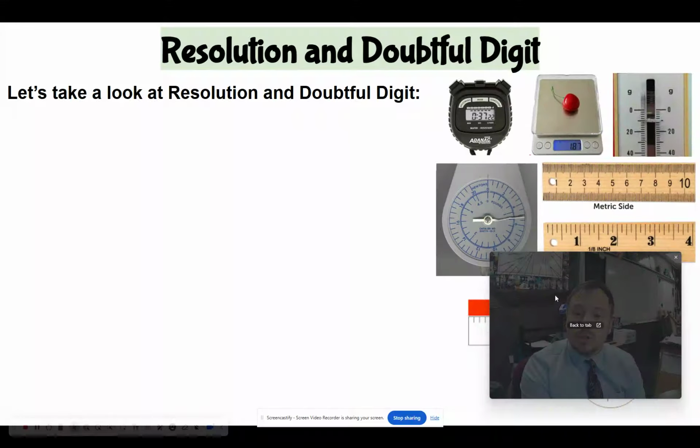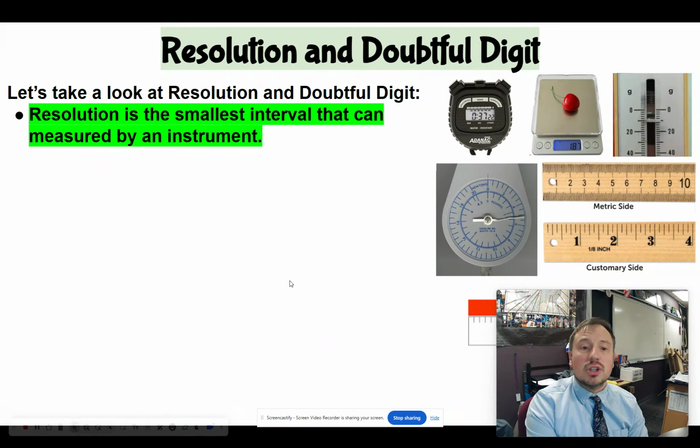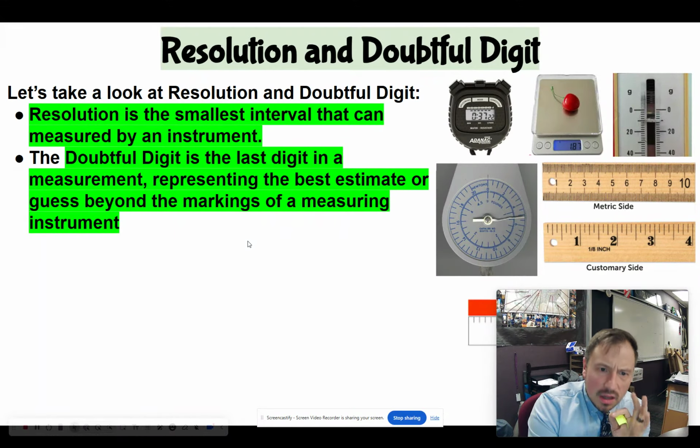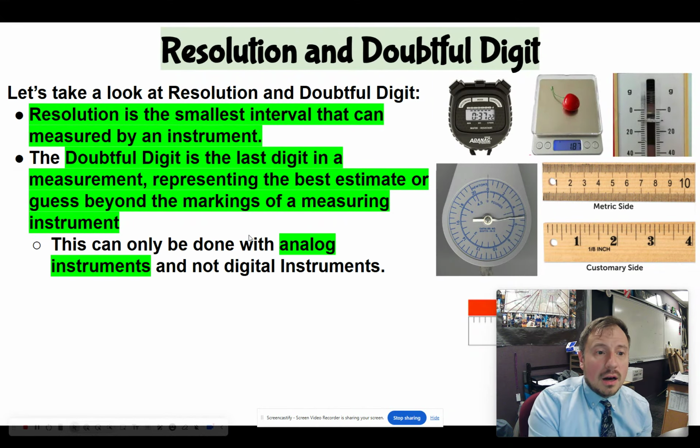So what a resolution is: the resolution is the smallest interval that can be measured by an instrument. Now, a doubtful digit is the last digit in a measurement representing the best estimate or guess beyond the markings of a measured instrument. So this can only be done with analog instruments, not digital instruments.